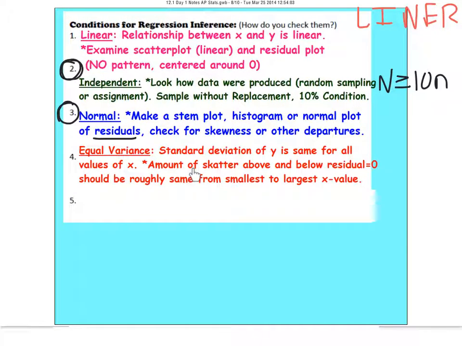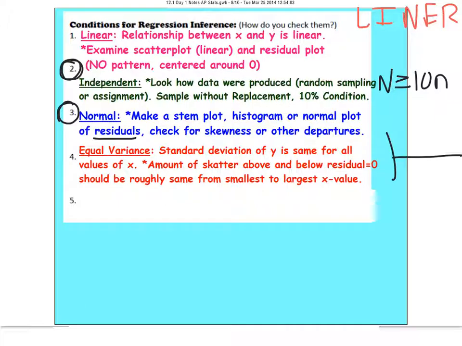You're looking for the amount of scatter above and below the residuals at 0, and you're really looking for roughly the same from the smallest to the largest x value. Basically, you're going to look at the residual plot and see the same amount of scatter, if we look at the x's starting right here and moving to here. We don't see a little bit of scatter and then a lot of scatter like a funnel.